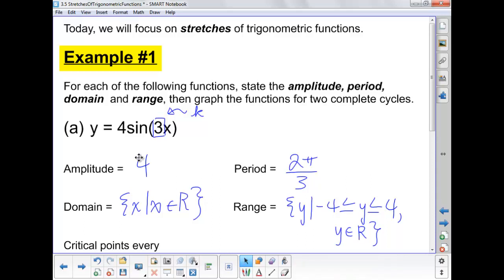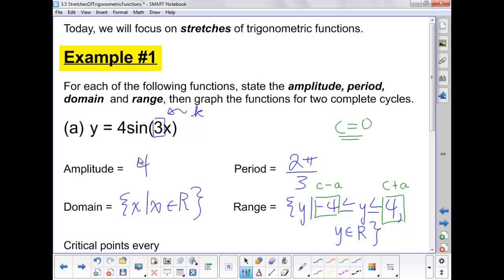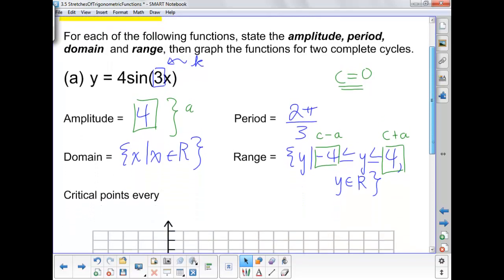Okay, so just to highlight, this is actually c minus a, and what's here is c plus a. Okay, for this particular question, do realize that c is equal to 0, and obviously we already established that a was 4. Okay. So we now have domain and range stated, and we didn't need to graph to do it.